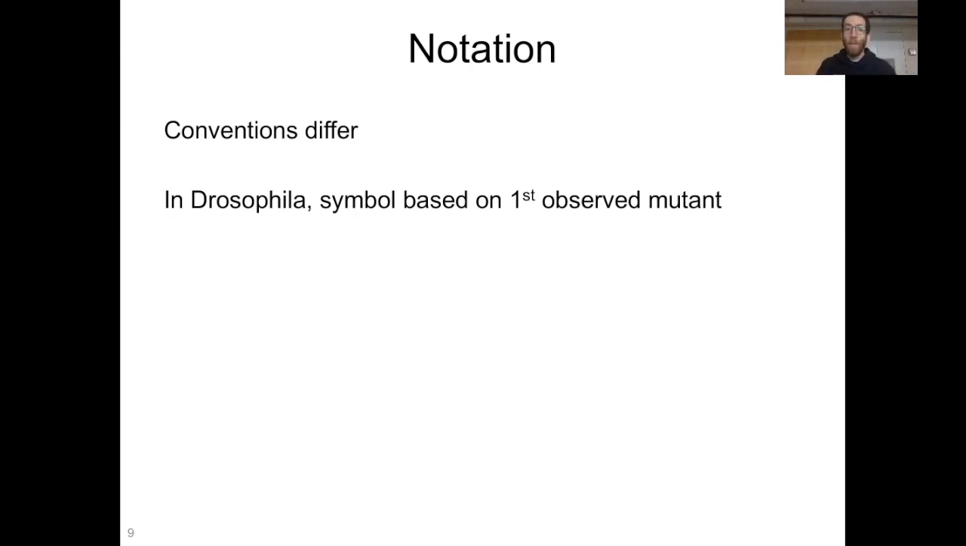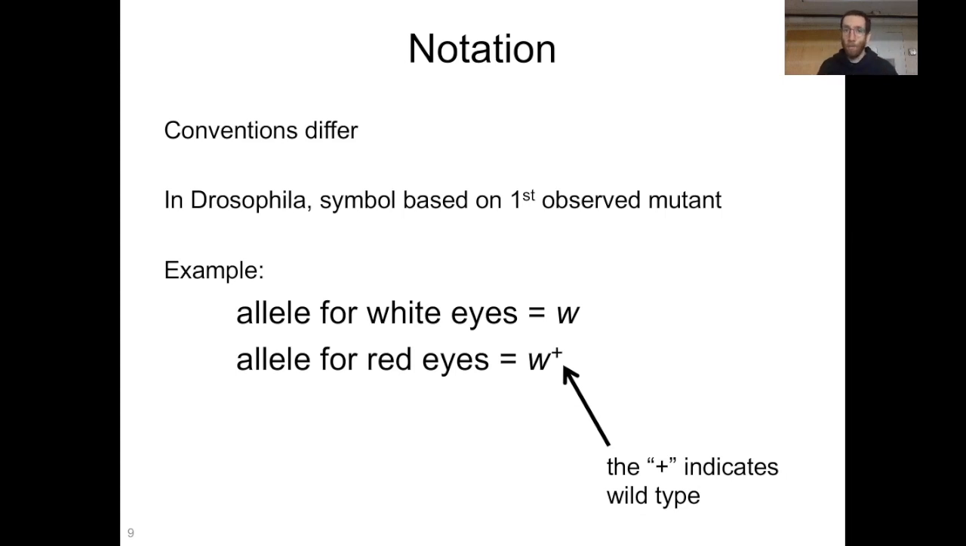So for eye color, for Drosophila, the allele for white eyes is w, and the allele for red eyes is w+, where the plus indicates wild type. I know that's confusing because it's different from what we just did. Sorry, that's just how things are. Biologists are really bad at being consistent when it comes to stuff like this. Every different group has their own system, and that's just the way it works. Sorry. So again, the symbol is based on the first observed mutant, and then if you have a plus, that indicates the wild type.